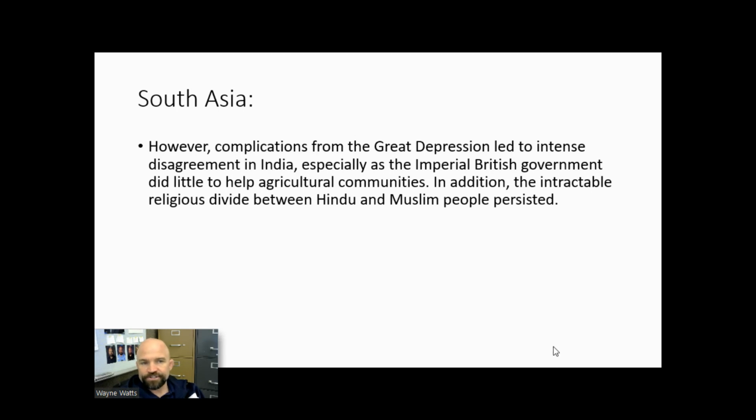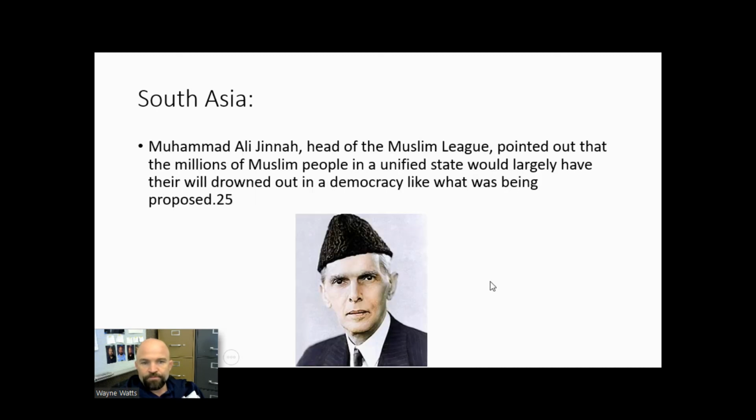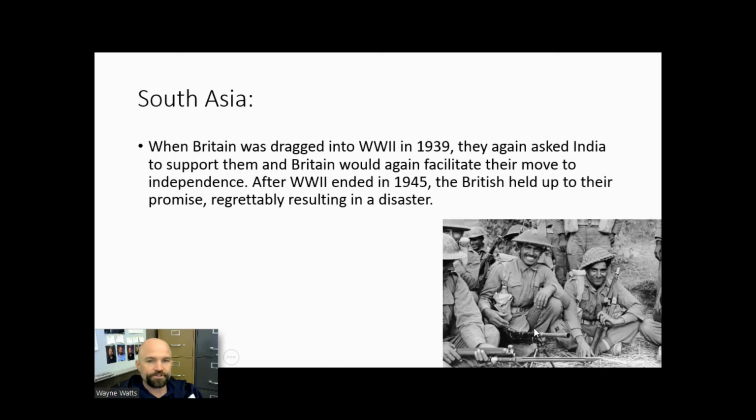However, complications from the Great Depression led to intense disagreement in India, especially as the imperial British government did little to help agricultural communities. In addition, the intractable religious divide between Hindu and Muslim people persisted. Muhammad Ali Jinnah, head of the Muslim League, pointed out that the millions of Muslim people in a unified state would largely have their will drowned out in a democracy like what was being proposed.